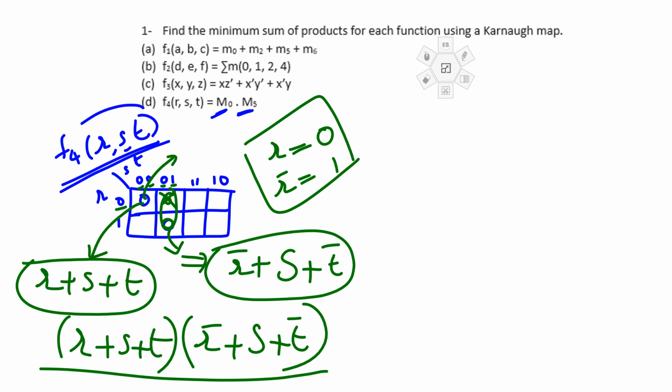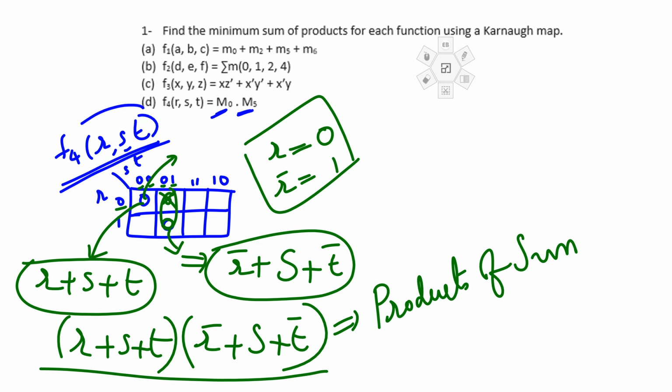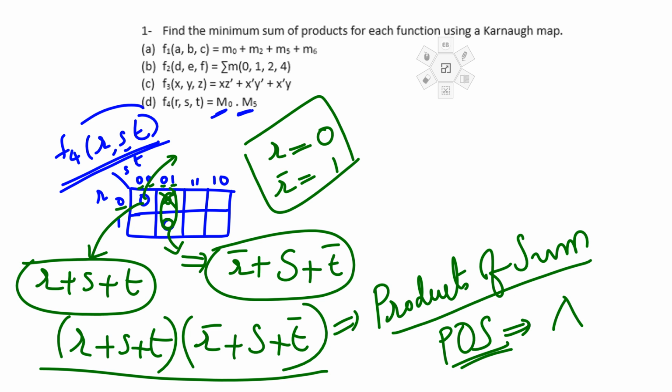This is actually how we write the max terms. You try to observe what a min term is and what a max term is. And this is called product of sums, product of sums. We can also write it in short form as POS, and it is represented by pi. Sometimes they will write pi. So don't confuse the sum of products and product of sums notation.